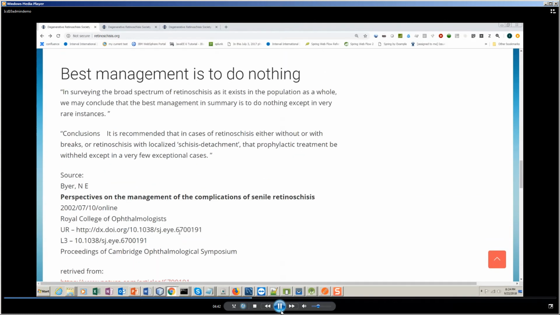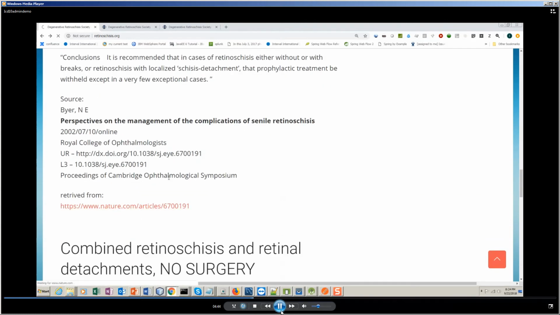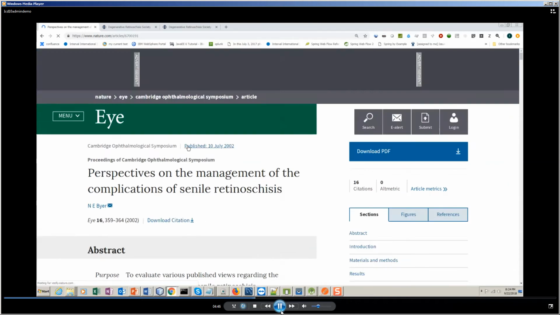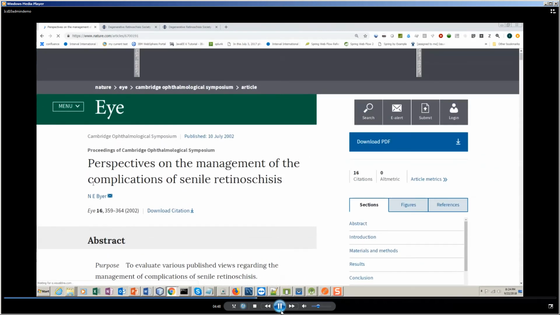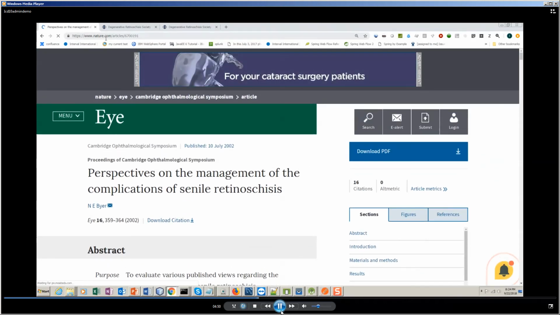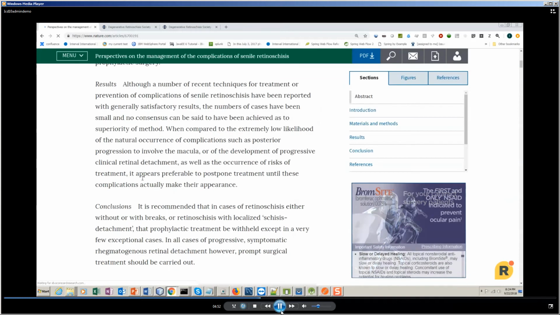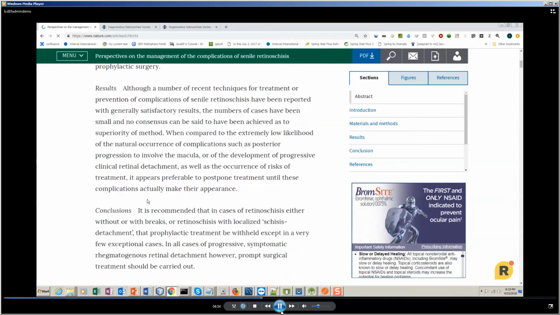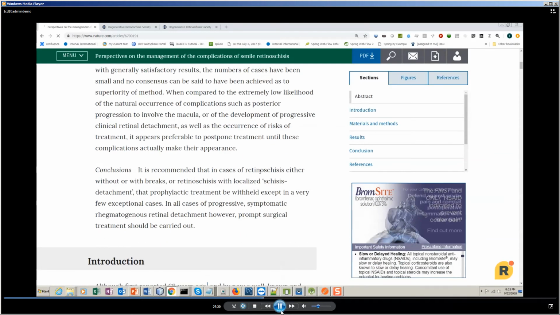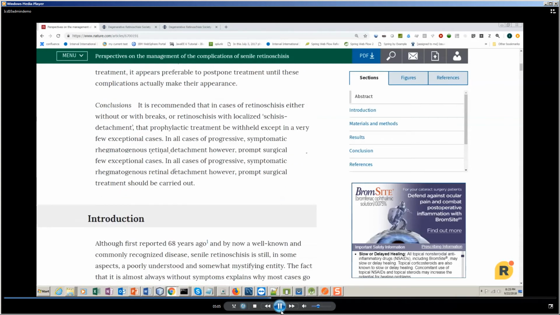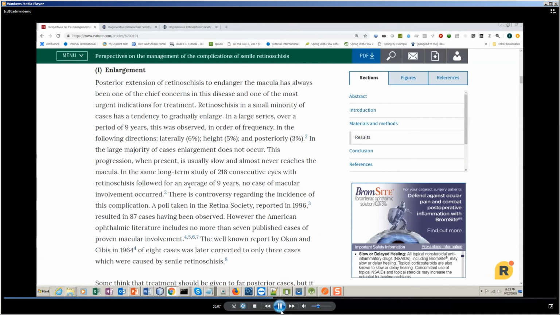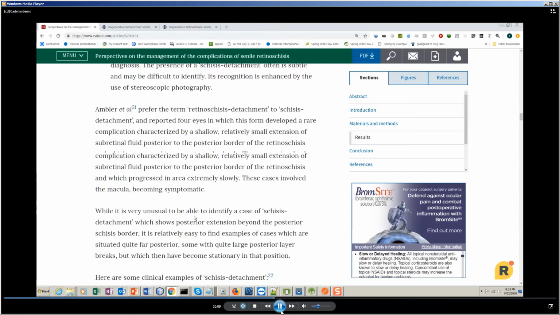He goes to another link. From Ambati, very good link. He learns that it is recommended that in cases of retinoschisis, either without or even with break, or even with schisis detachment, that no treatment be done. And he sets on a mission to warn other patients.